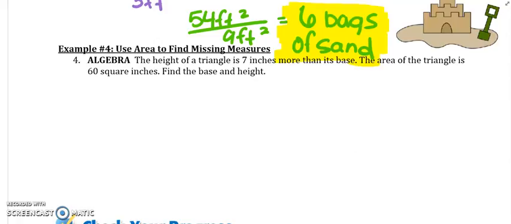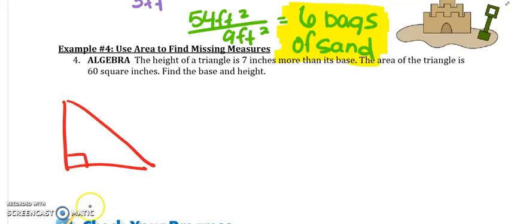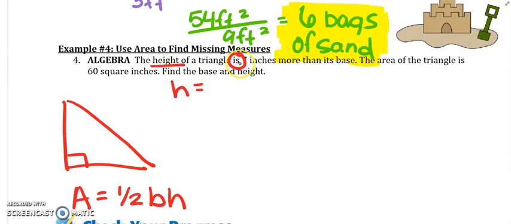And I highly recommend you draw a picture for these. Notice it doesn't have one. That's helpful. Also, it's a word problem. It's fine. Just take it exactly for what it says. So the height of a triangle, I'm actually going to stop right there, draw our triangle. Remember our formula. Those are good things to start with. The height of a triangle is 7 inches more than its base. 7 more than the base. That's where that came from.